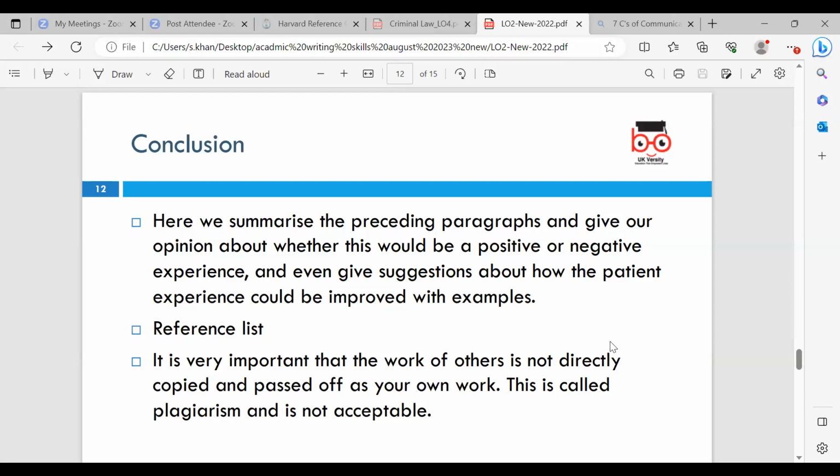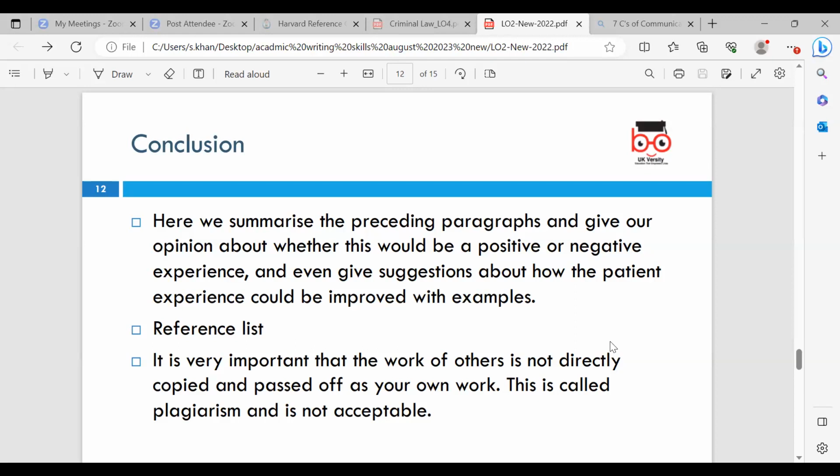It is very important that the work of others that you use in your referencing is not directly copied and passed off as your own. This is called plagiarism and is not acceptable. So you need to reference your work. If you take something out of a book, you need to make sure you reference it, because it's not your work, is it? It's someone else's work. Yes. Okay. So you need to make sure you reference everything, because otherwise you will be plagiarizing someone's work.